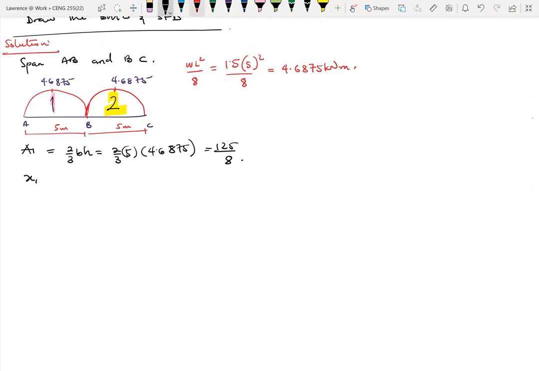Then now let's look for x1. So x1 will be the distance from the centroid towards the left end. So this becomes our x1. In this case, our x1 will be L over 2, or let's say L1, so that we know which L we are looking at. So it becomes 5/2.